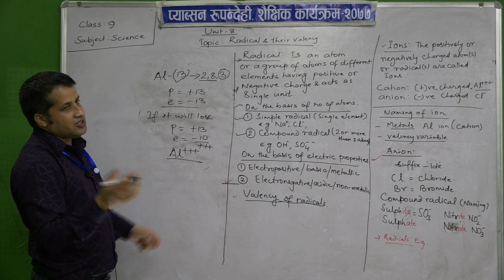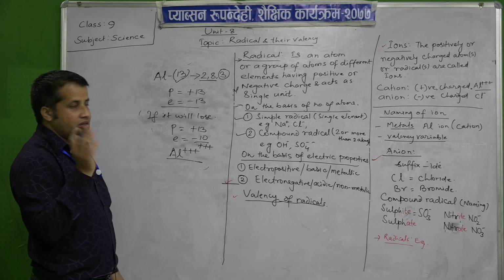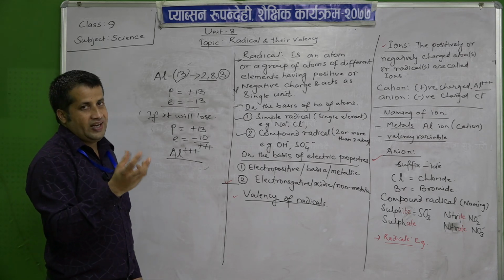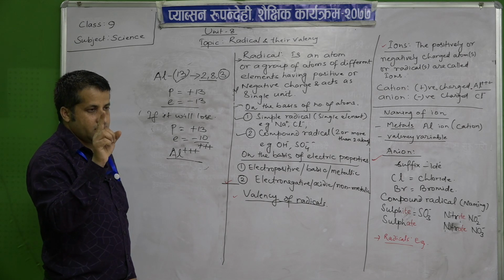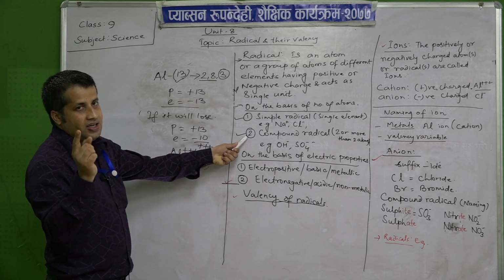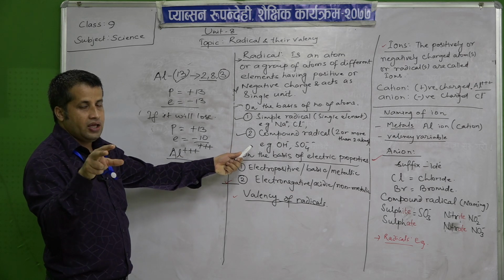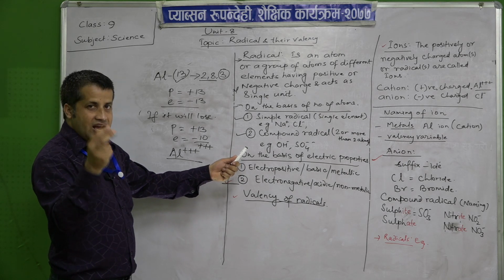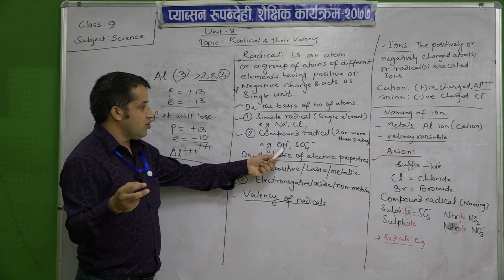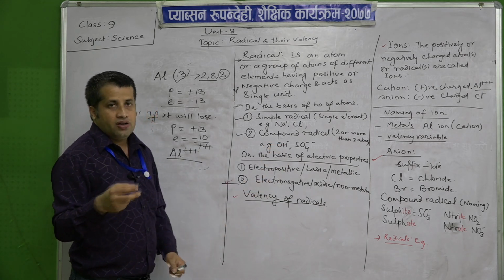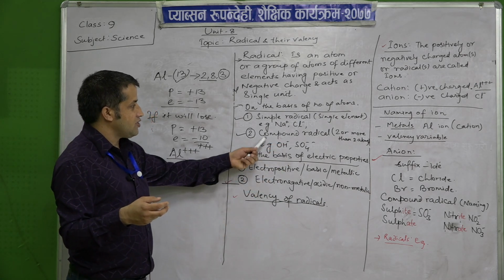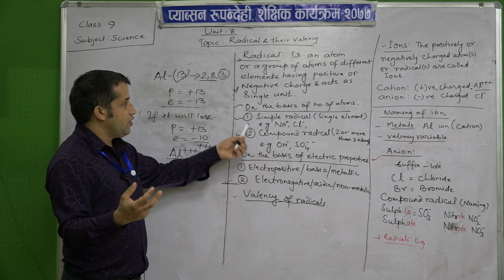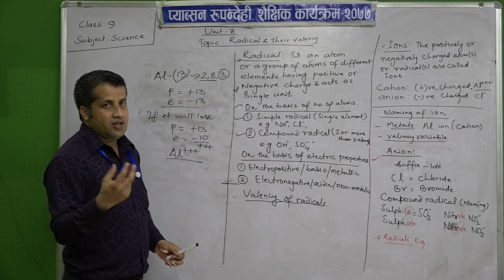Previously I explained about ammonium. In ammonium, 2 elements, nitrogen and hydrogen, were combined and it was carrying a charge on it. That is what a compound radical is: a radical formed by combining 2 or more elements and carrying a charge. Another example is hydroxide, and sulfate is also an example. So another type is the compound radical.